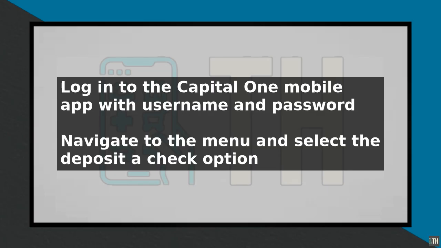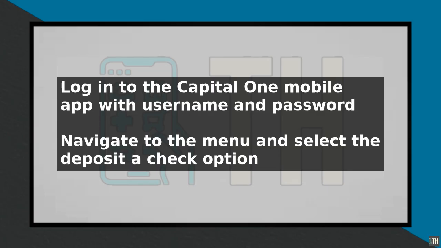To endorse your check, sign your name on the back of the check in the designated endorsement area, usually found on the top right-hand corner of the back of the check. You can also add the words "for deposit only" to prevent anyone else from cashing the check.